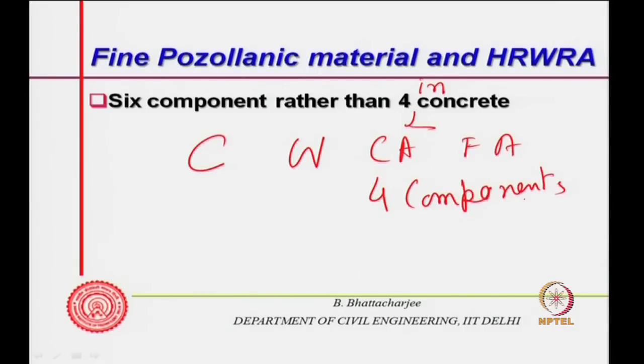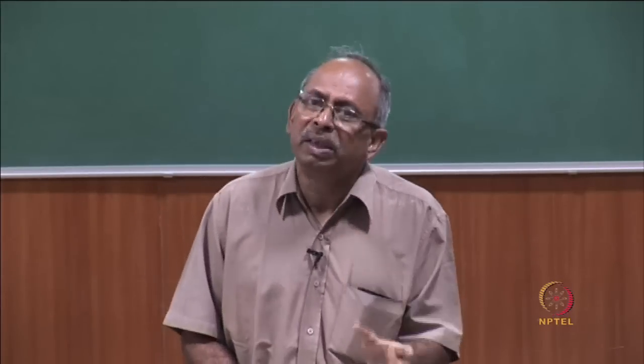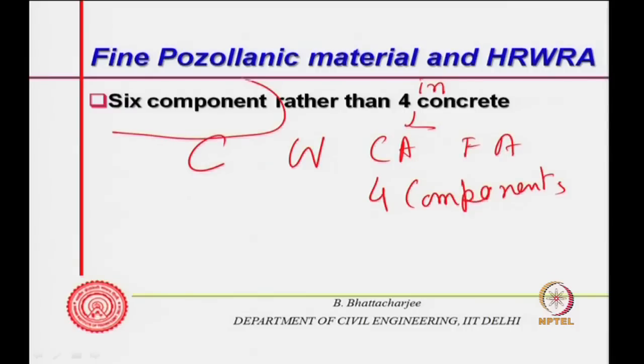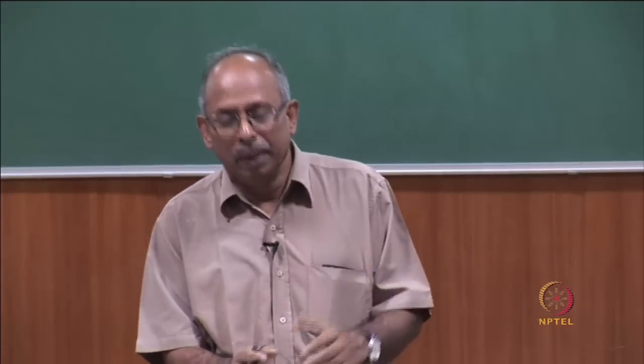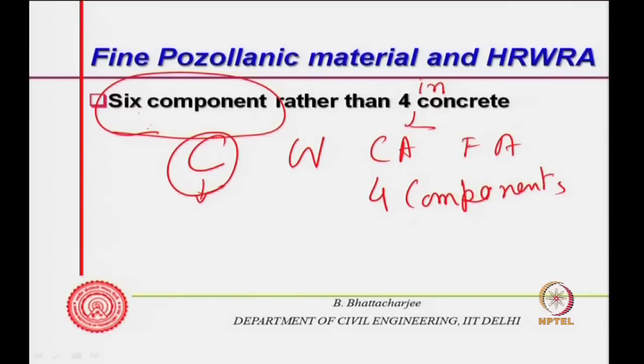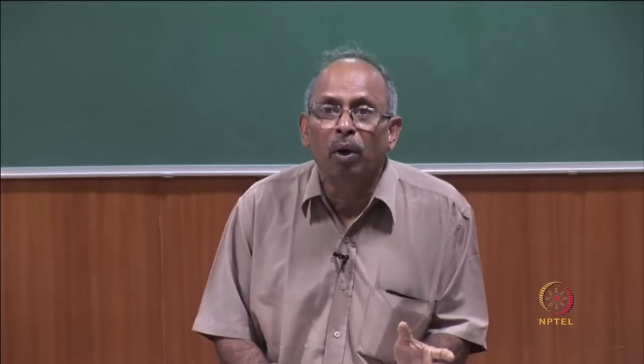That is very conventional, very, very old. Even modern engineered concrete of any strength should preferably be 6 component, because the 5th and the 6th component will allow you to reduce cement and get better properties, make it cheaper, more economical, more sustainable. So, modern concrete should all be 6 component, but high strength concrete cannot be 4 component at all.